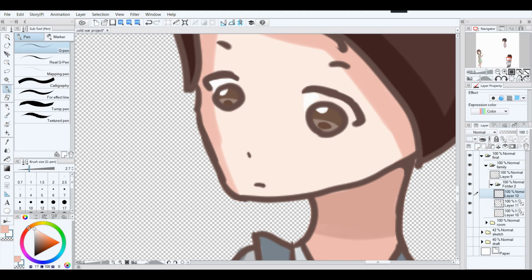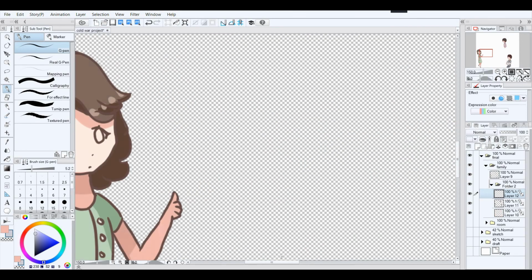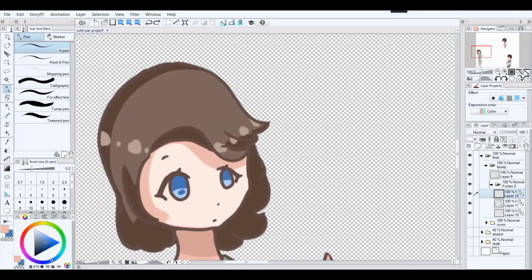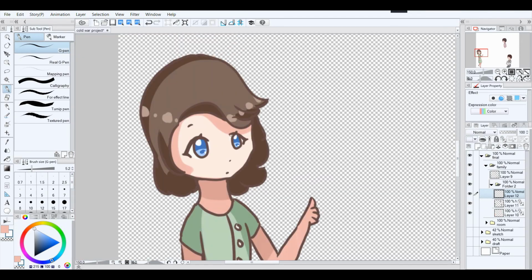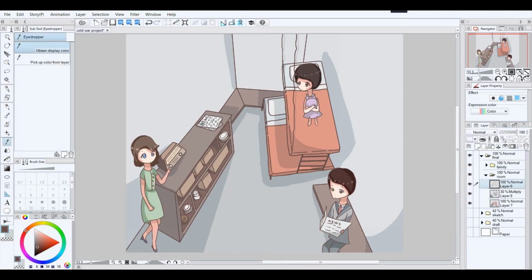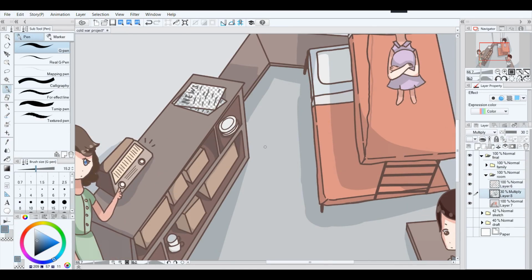There are no windows since it's underground, and the only ways to hear what's going on in the outside world are through radios and newspapers. The father is reading a newspaper while the mother is turning on the radio, and the child is sitting on top of the bunk bed, worriedly listening to what's coming from the radio.